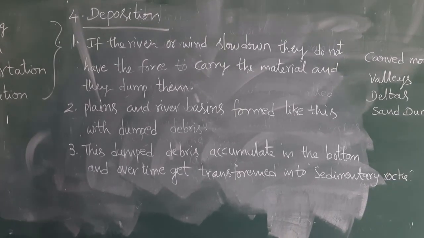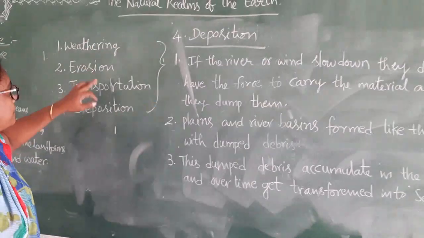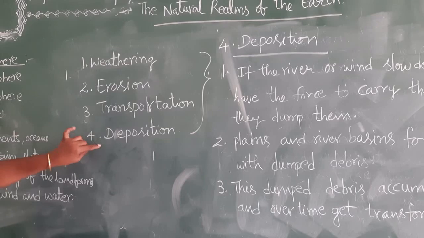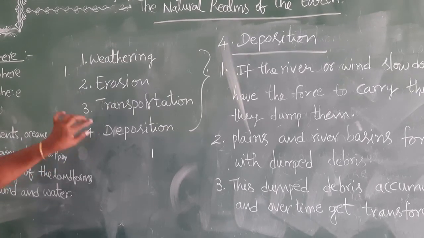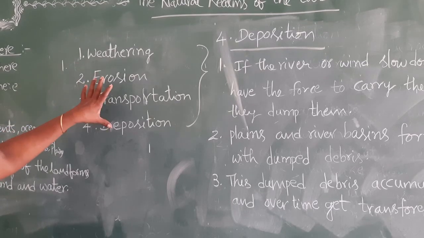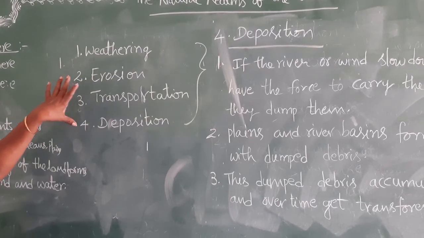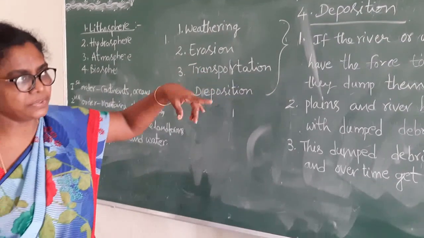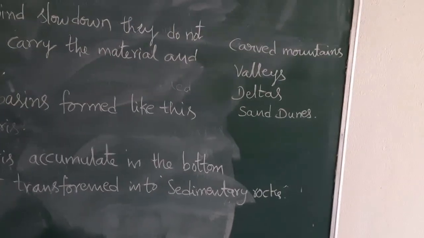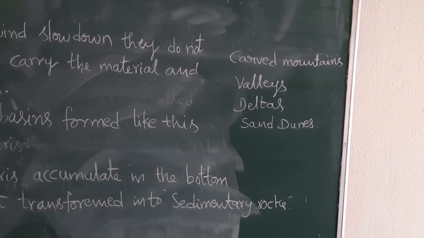So these four points, weathering, erosion, transportation, and deposition, are responsible for the process of forming landforms. Third are the landforms: carved mountains, valleys, deltas, sand dunes, etc.